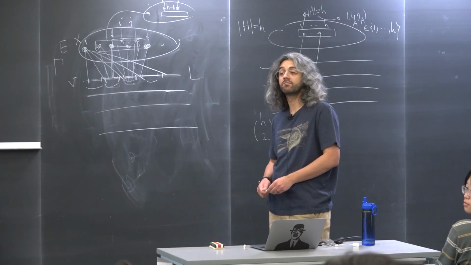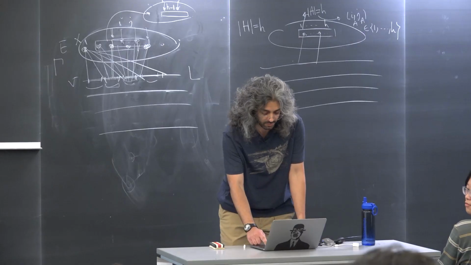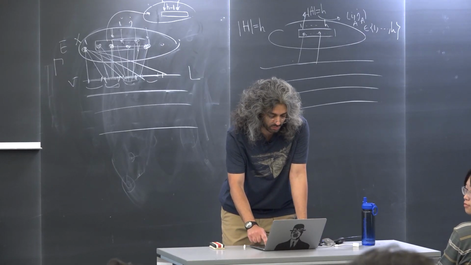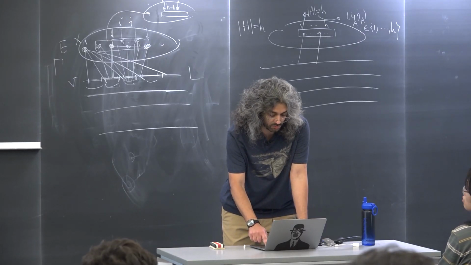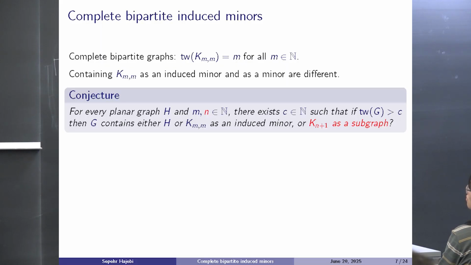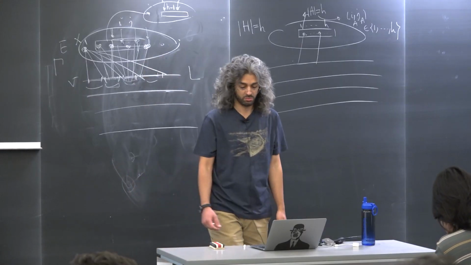What projector was that? Oh, this one. This one. That for every planar graph, if you have sufficiently large tree width, then you contain either that planar graph or a B-complete bipartite induced minor or a large complete subgraph.